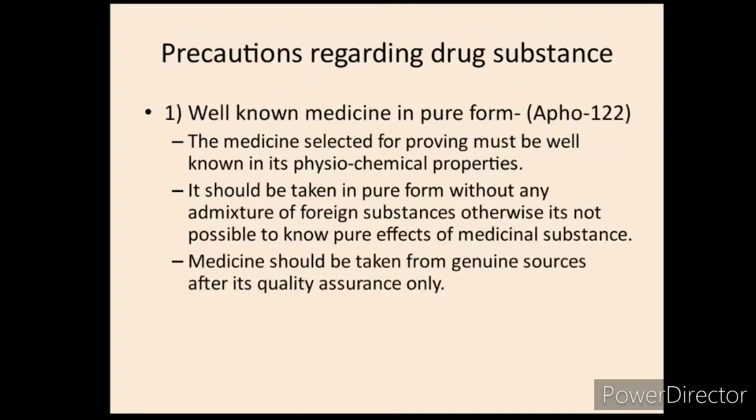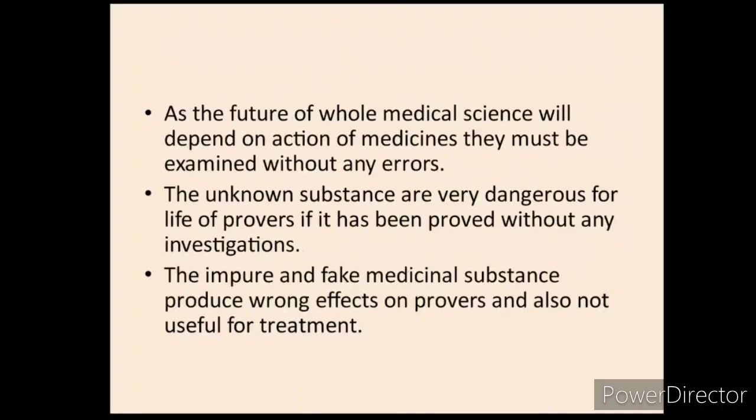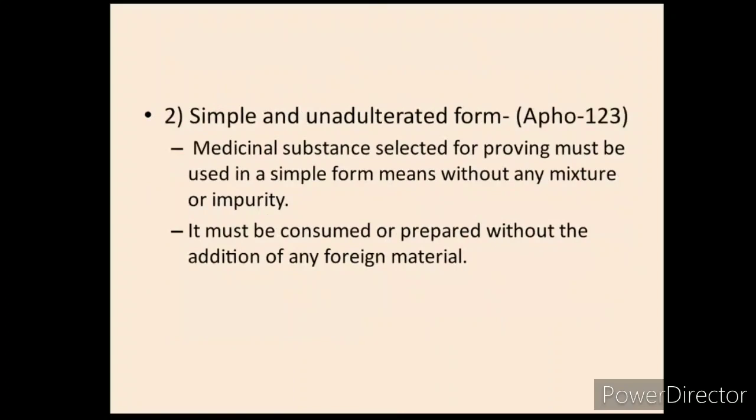A well-known medicine in pure form is given in aphorism number 122 of Organon of Medicine. The medicine selected for proving must be well-known in its physicochemical properties. It should be taken in pure form without any admixture of foreign substances. Otherwise, it is not possible to know the pure effects of medicinal substances. Medicine should be taken from genuine sources after quality assurance only. Unknown substances are very dangerous for the life of provers if they are proved without any investigation. The medicine should be proved in a simple and unadulterated form.